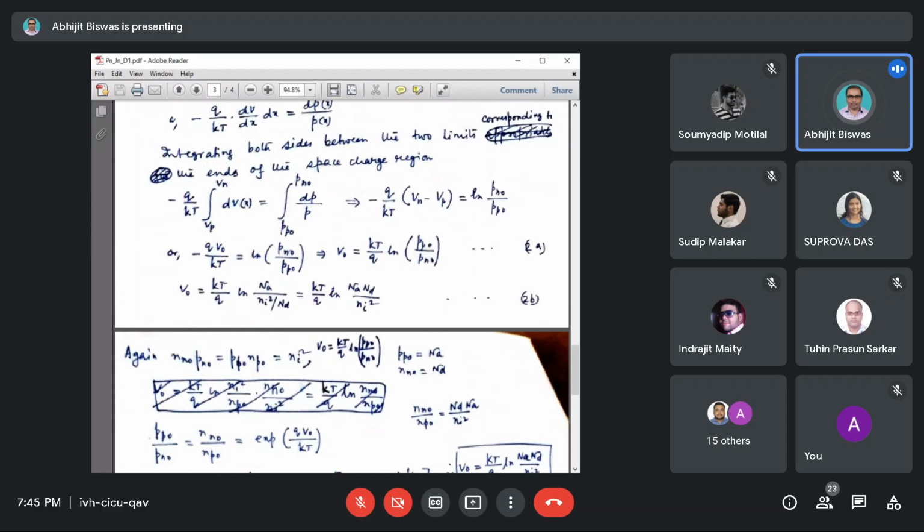This is equation 2b, KT by Q. KT is in units of electron volt, Q is the charge in coulomb, so it comes in units of volt. KT by Q means volt. If we assume T equal to 300 degrees Kelvin, it comes to around 26 millivolt. So this is ln of NaNd by Ni squared. You must remember this equation, it is very important. Equation number 2b.